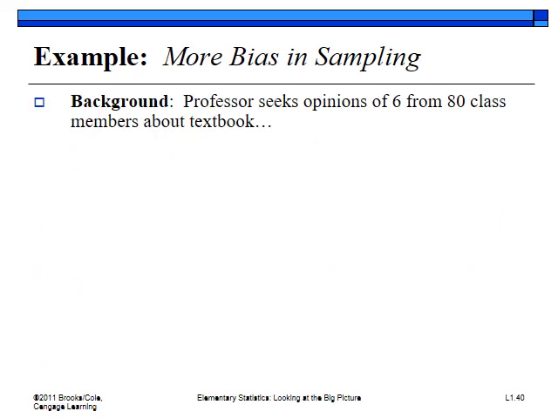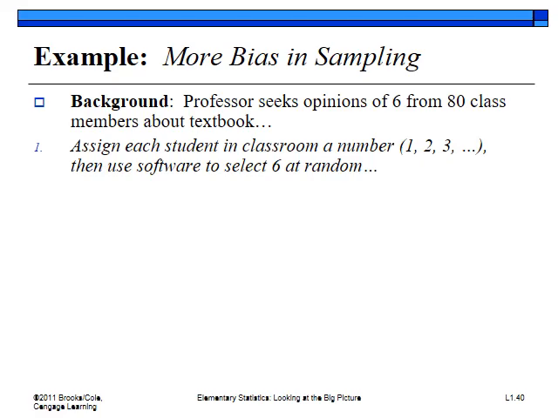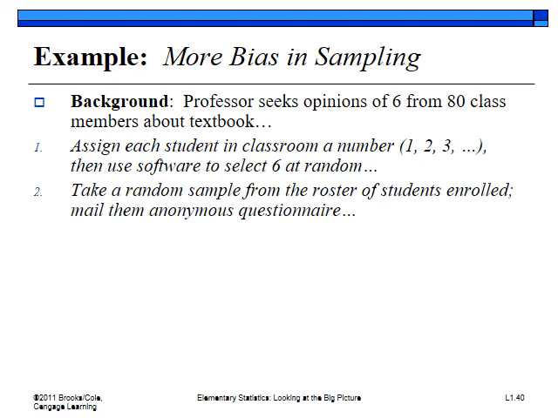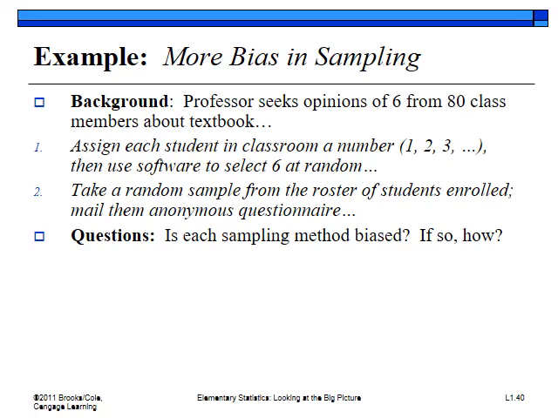Thinking about the same situation, let's look at some other ways of collecting sample data. The professor could assign each student in the classroom a number, 1, 2, 3, etc., and then use some sort of random number generator to select 6 at random. Second, the professor could take a random sample from the roster of students enrolled and mail them an anonymous questionnaire. Should we worry about bias in these 2 situations?